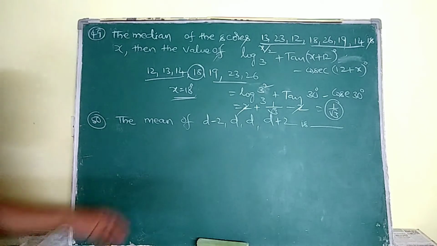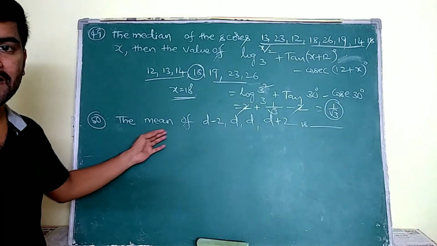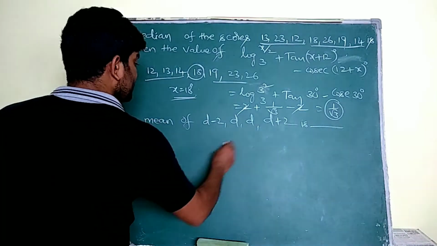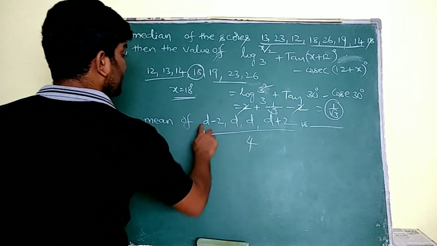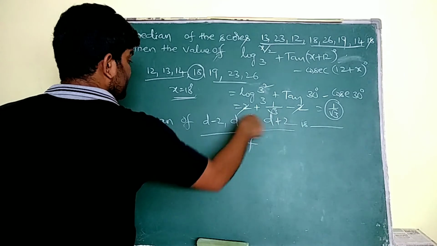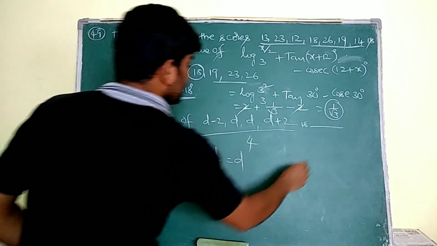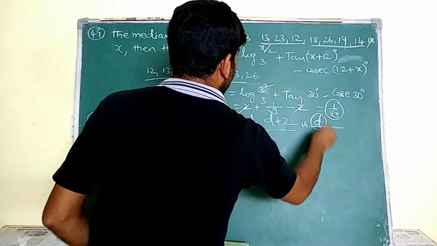Understand? Now here he is asking you to calculate the average of these values. We know that the average means the sum of all observations divided by 4. By doing the sum, the plus 2 and minus 2 are cancelled. 4d by 4 is equal to d. So the average here is d.